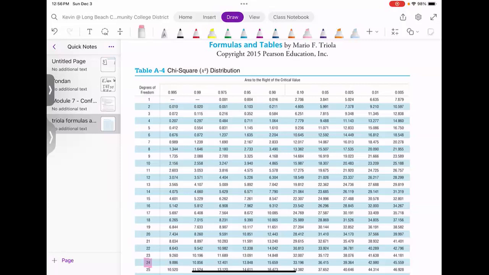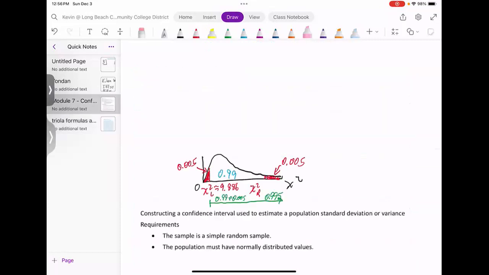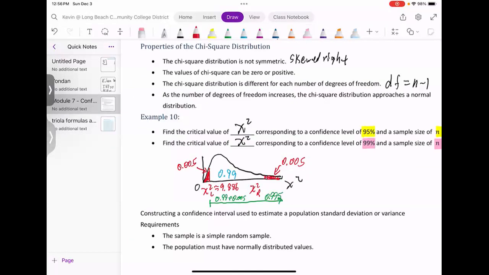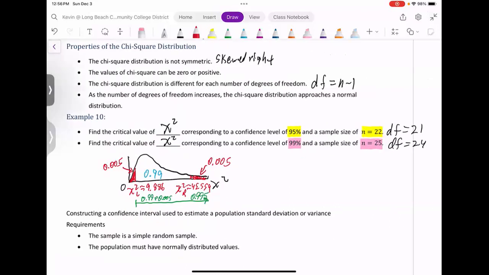That is going to be way over here. So we are down here at 45.559. Little cramp there. But again, hopefully you can find what you need with this. So that's how we find the critical values.